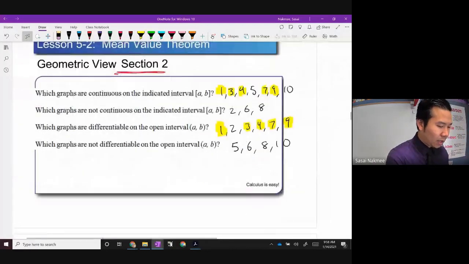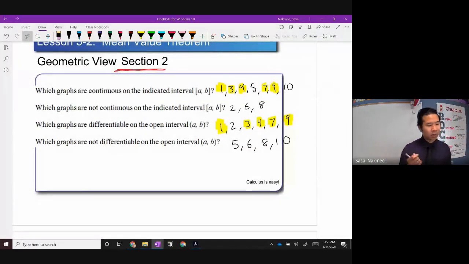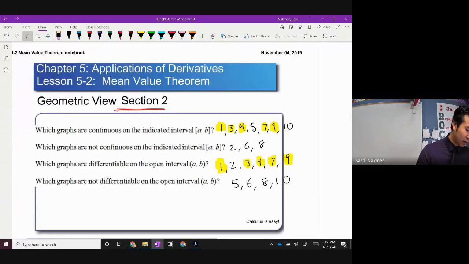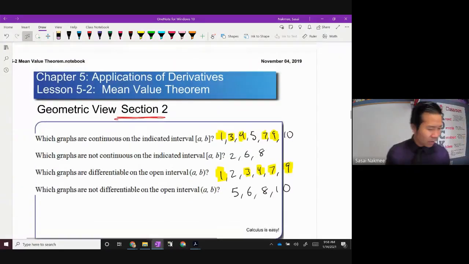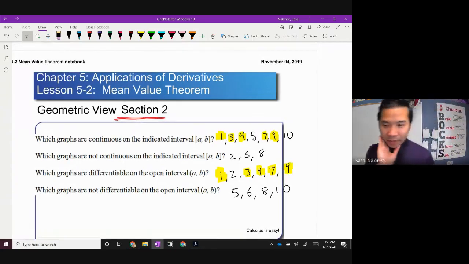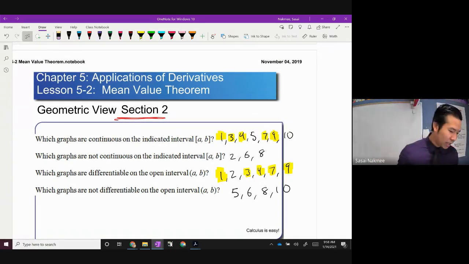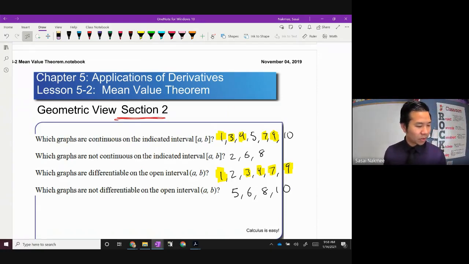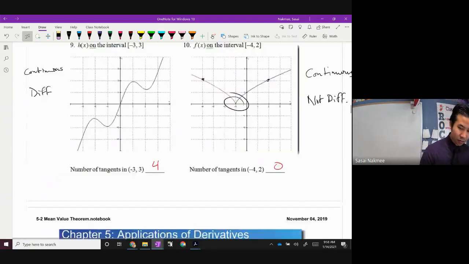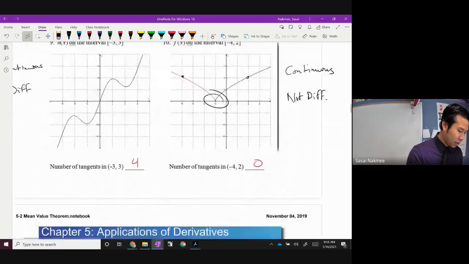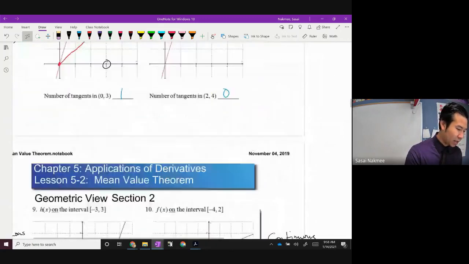Can you guys look at these ones I have highlighted that are both continuous and differentiable, and tell me, what do you notice about those answers, right? Not just those answers, but look at those number of tangents there, right? What do you notice about that? For number 1, 3, 4, 7, and 9, those functions that are both continuous and differentiable. What do you notice? What do you see? Anything in particular?